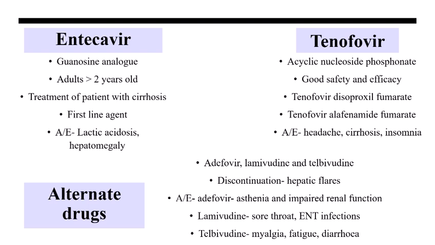Tenofovir is an acyclic nucleoside phosphonate compound which has a good safety and efficacy profile compared to entecavir and other groups of drugs. The two prodrug formulations available for tenofovir are tenofovir disoproxil fumarate and tenofovir alafenamide fumarate. The adverse effects with tenofovir are headache, cirrhosis, and insomnia.